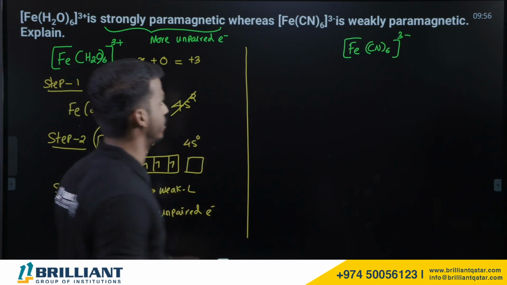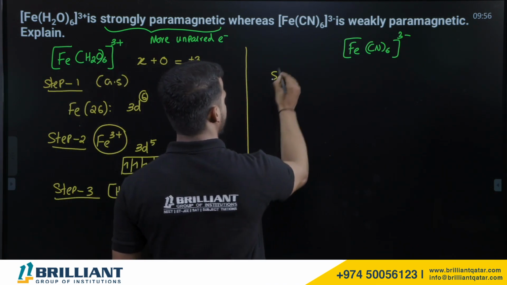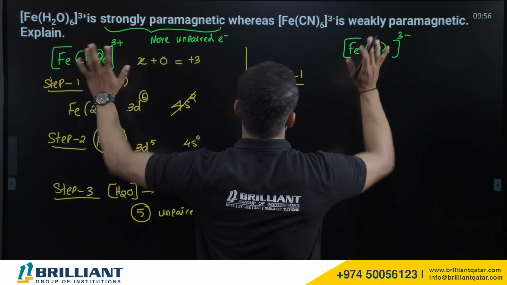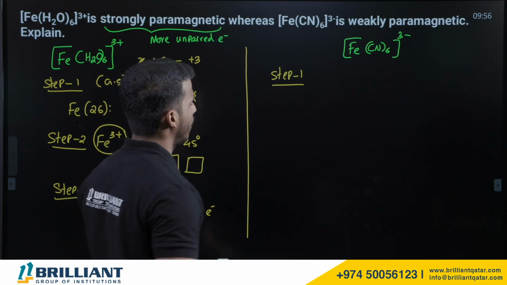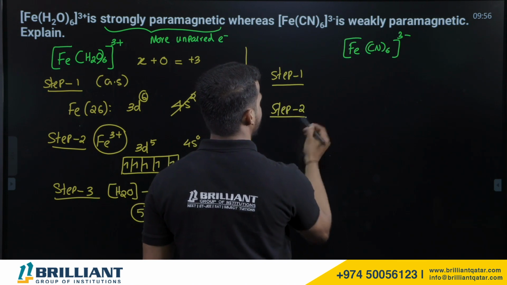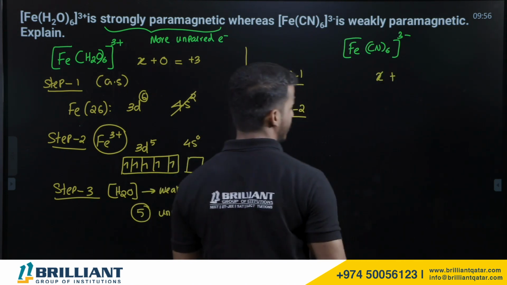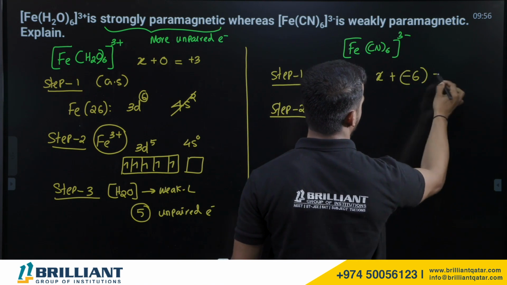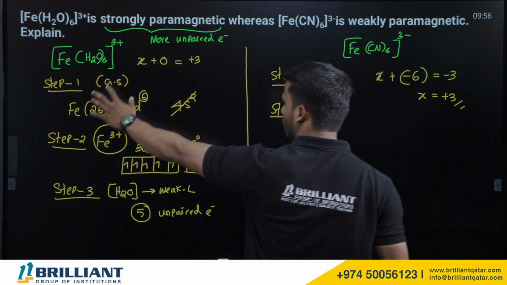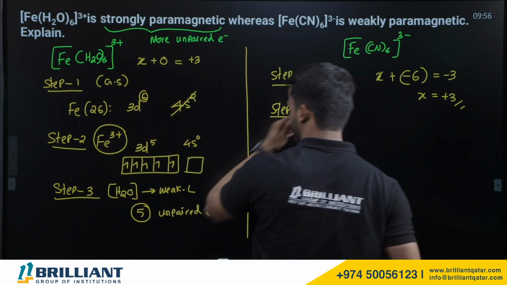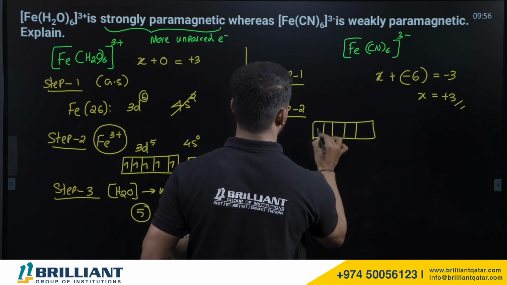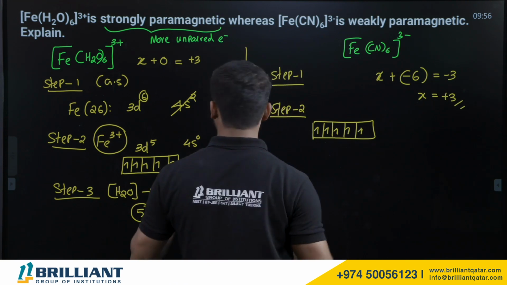Let's see what happens in this case. Dear students, here I'm not writing step number 1, again the same thing: write the ground state of this metal atom. The metal atom is iron itself, so you will get the same thing. What is the oxidation state of iron? That is step number 2. The iron oxidation state is X, 6 cyanide charge is -6, overall charge is -3, so X is equal to +3. Here also we got +3. So step 1 and step 2 are both the same as in the previous case. Step number 2, the configuration, we have 3d5 and 4s0.